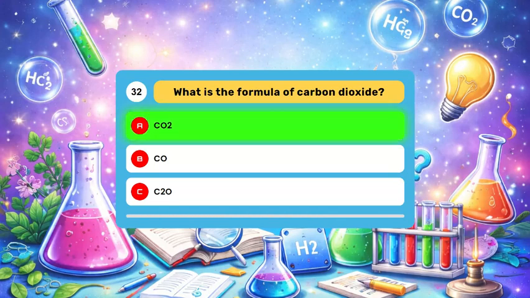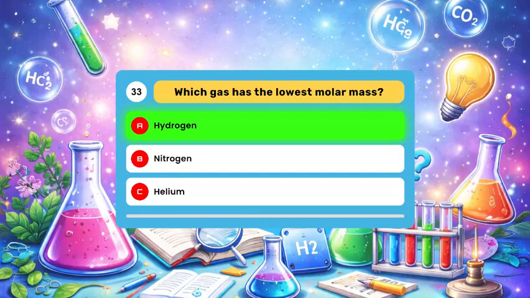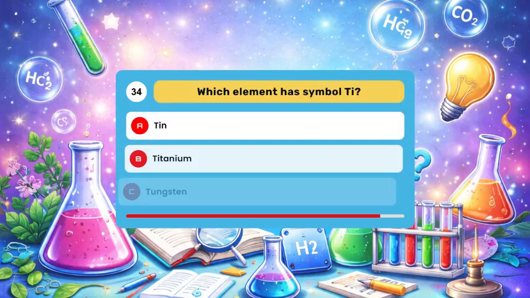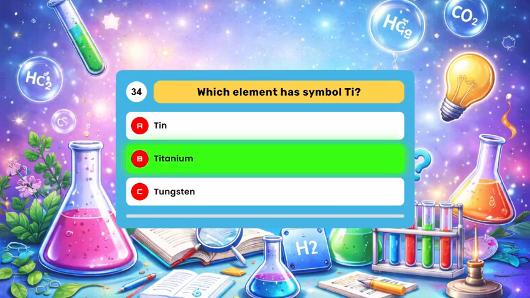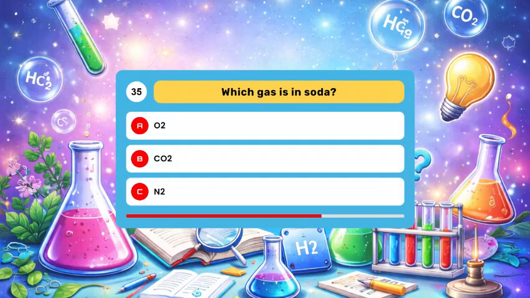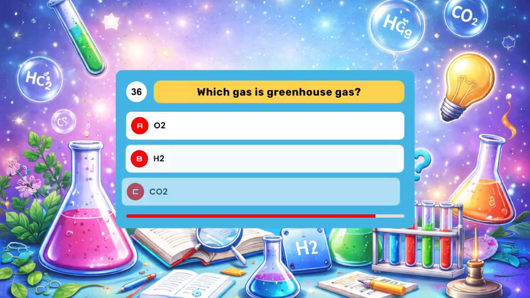O2. Which gas has the lowest molar mass? Hydrogen. Which element has symbol Ti? Titanium. Which gas is in soda? O2. Which gas is greenhouse gas?